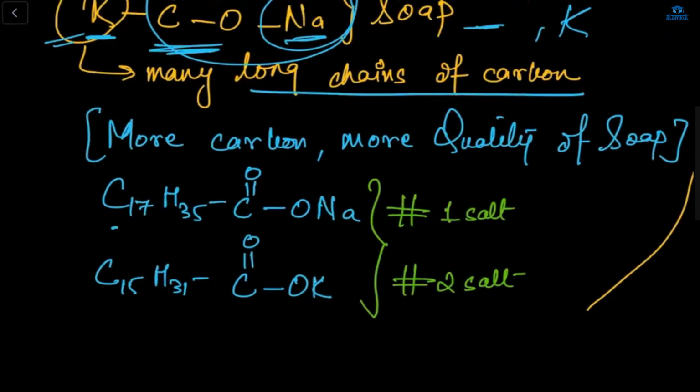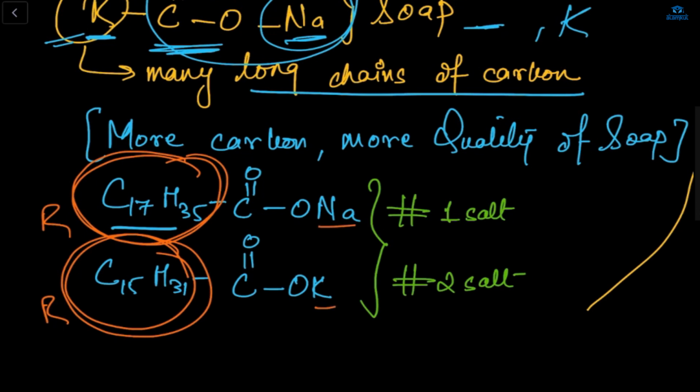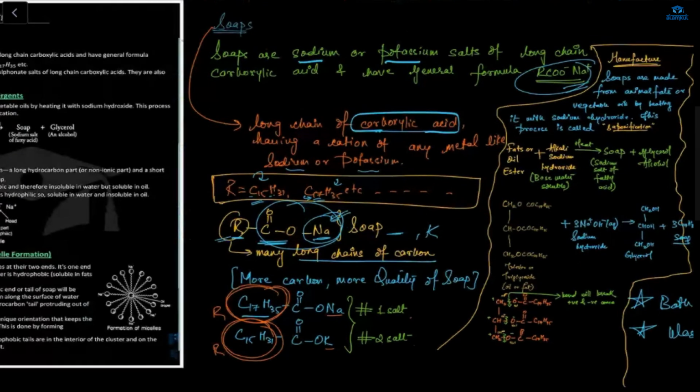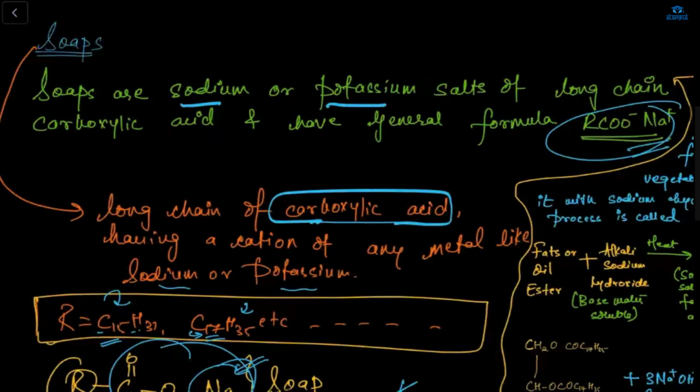Now what is this? C17H35, C15H31. This is R, and the other one is the cation of the carboxylic acid, sodium. These two are cations. Let's say this is my soap one, and let's say this is my soap two. Okay, so definition wise and formula wise, is it clear what soap is? The main definition is this: soaps are sodium or potassium salts of long chain carboxylic acid, and this is your general formula RCOO minus Na plus.